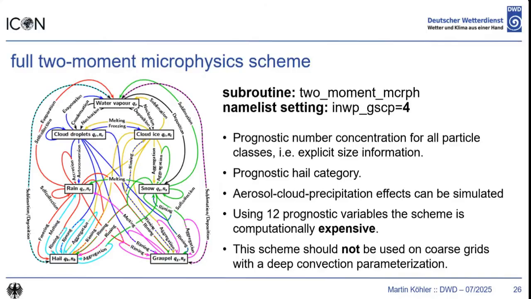So here you say you have 12 prognostic variables. You're not counting in those 12 the regular water vapor, because you always have that in the model. Yeah, on top of that, yeah.